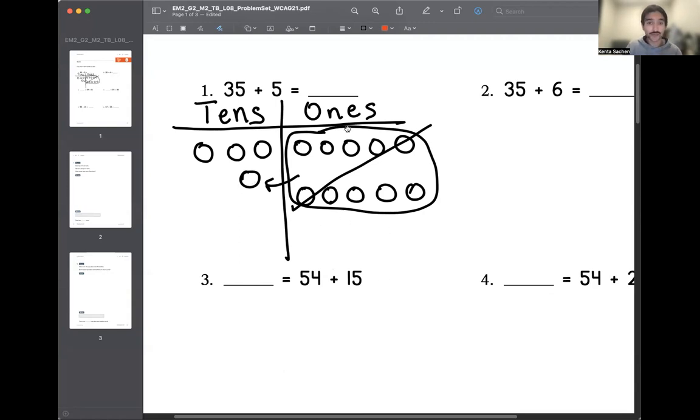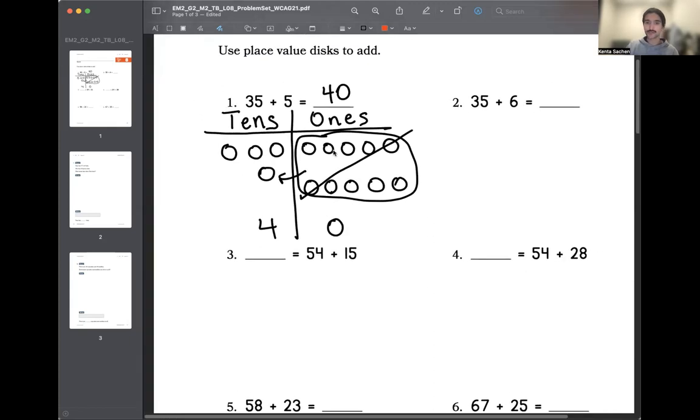Now, for my answer, right, I now have 0 ones, because all of them got changed into tens, and 4 tens. 0 ones, 4 tens is what I have. So my answer for 35 plus 5 is equal to 4 tens, 0 ones, or 40. All right.